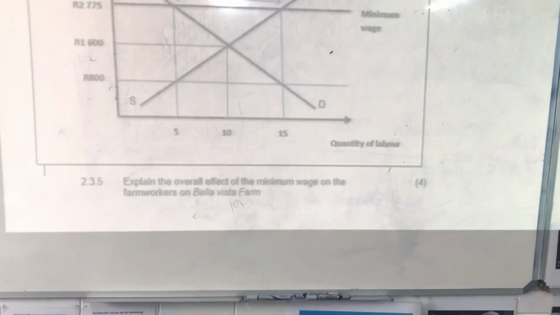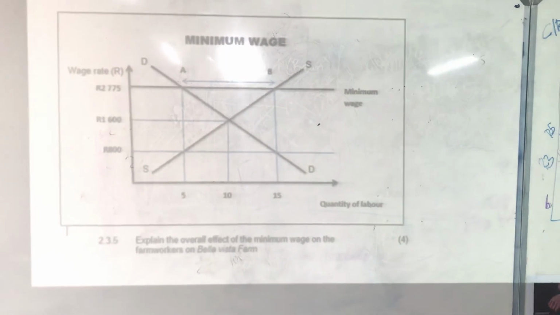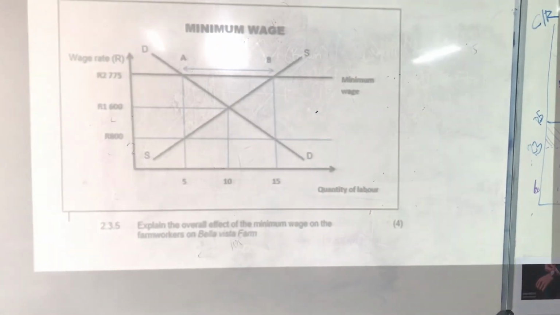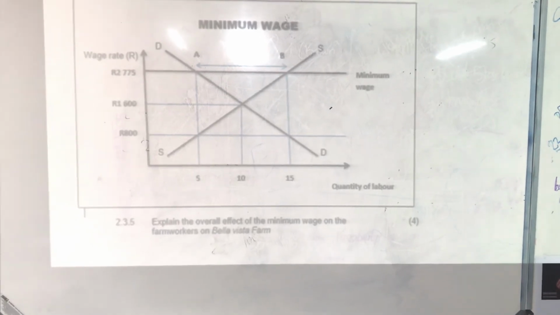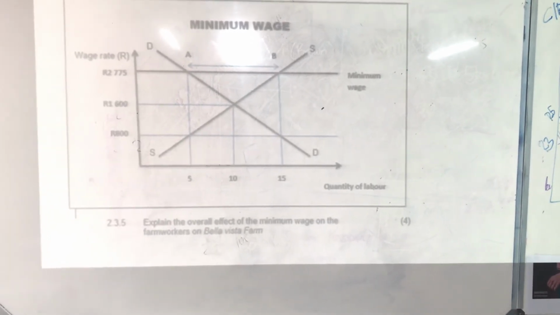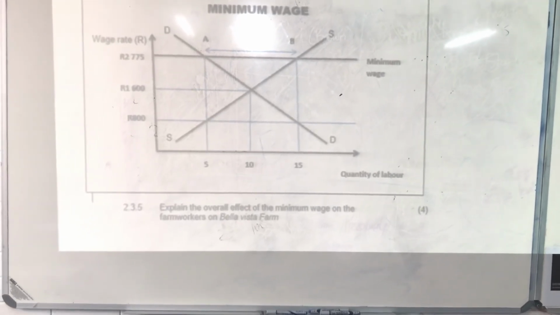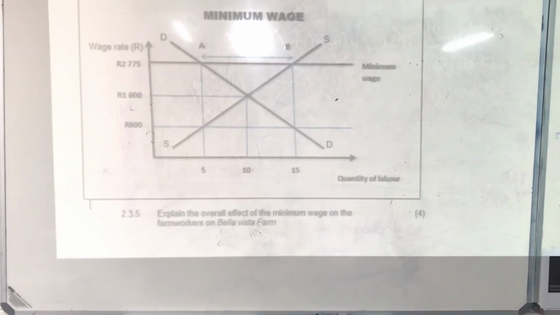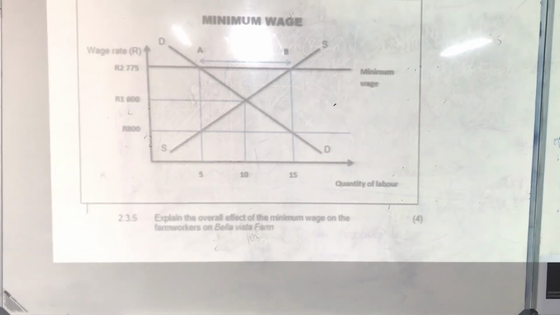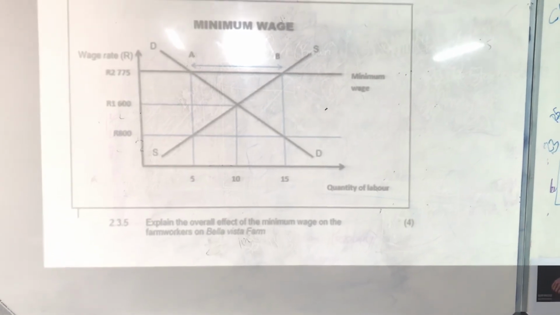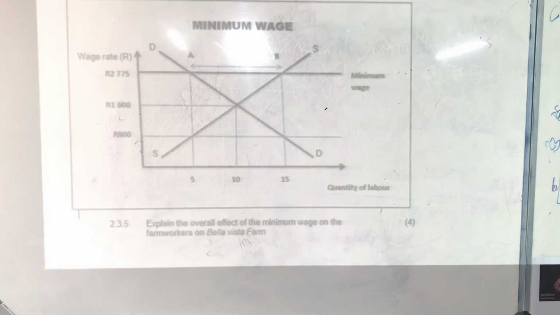All right, explain the overall effects of the minimum wage on farm workers on Bella Vista farm. So very simple, 4 marks here. If you look at the overall effects, if you think about the people that are actually receiving the minimum wage, their livelihoods are going to improve. Their standards of living are going to improve. Their family situations are going to improve. They might come out of these poverty cycles that they might be involved in right now, right? Implementing a minimum wage will actually assist the farm workers, ensuring that they get more money at the end of the month, ensuring that they can then improve their lives.